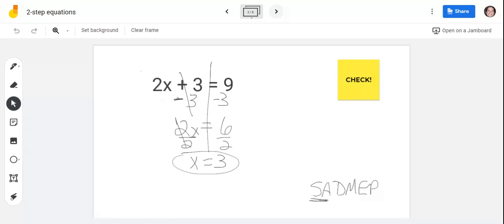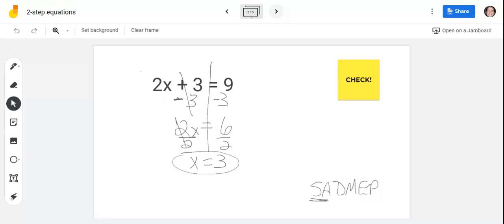Now, I've put the sticky note over here, mostly because I wanted to play with the sticky notes, but I put the sticky note over there because it's a really good idea to do the check step. I know it's a pain. Nobody likes to do it. It's extra work. It's worth it, especially in the beginning when you're learning these, or if there are fractions or integers involved. You will find if you make a mistake, you'll catch it and be able to fix it.